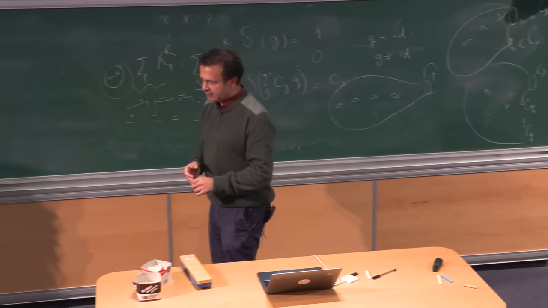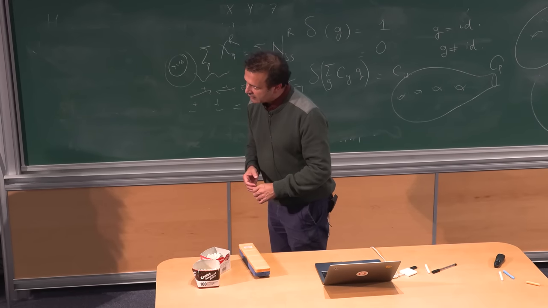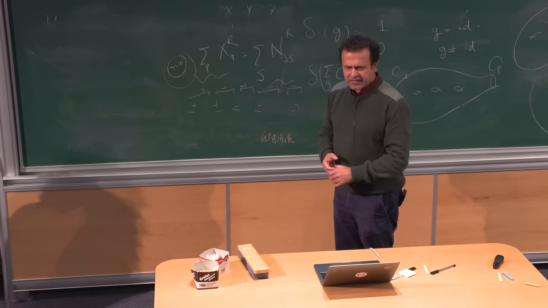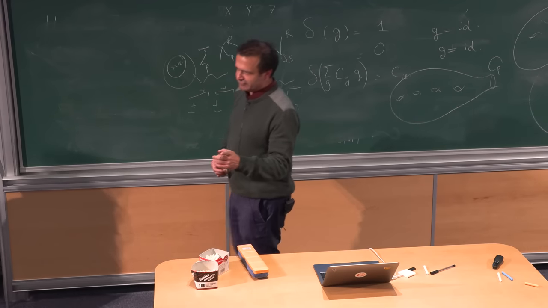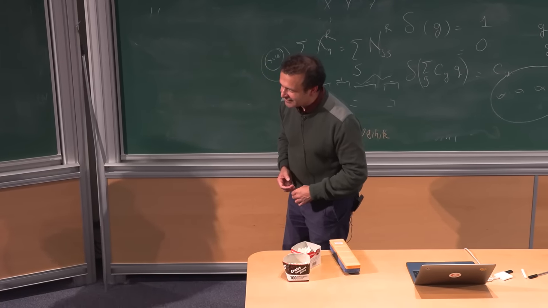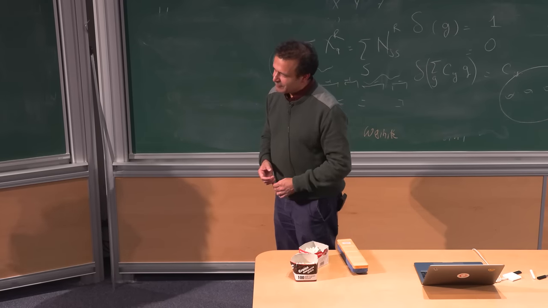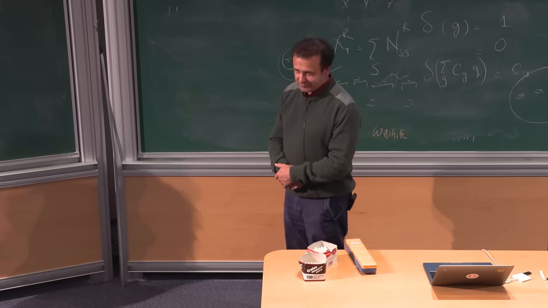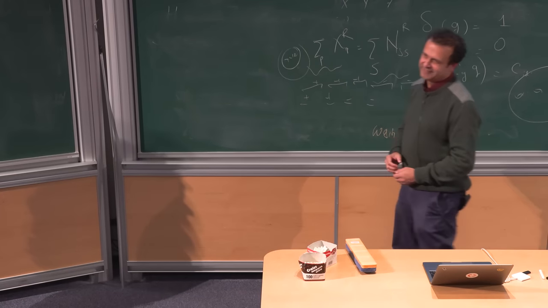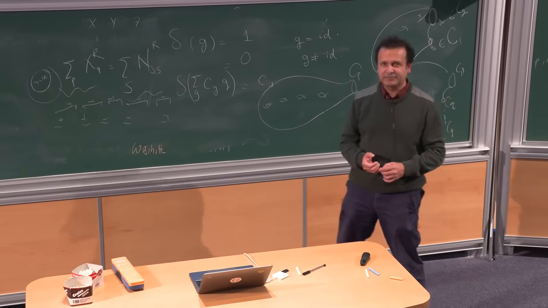Maybe just some other stupid question. Even for the symmetric group, is there a bijective proof that n factorial is equal to the sum of squares? Oh, a bijective proof. Yeah, actually, that's some classical Young diagram stuff. But this is a very interesting class of questions. Non-trivial.